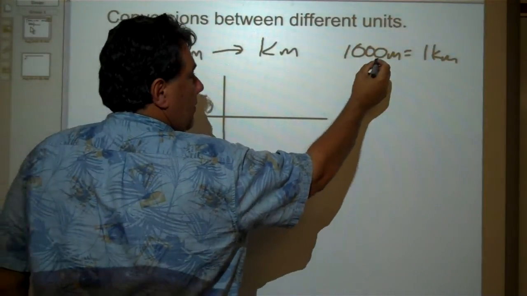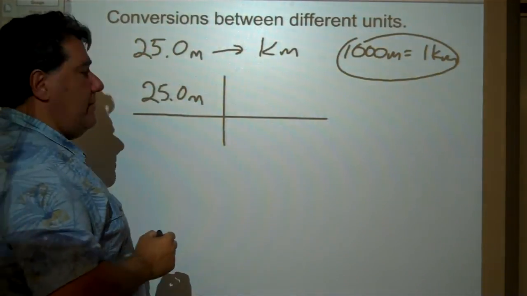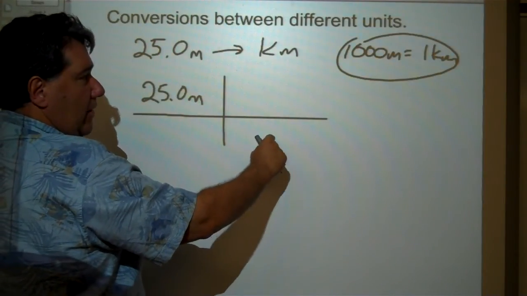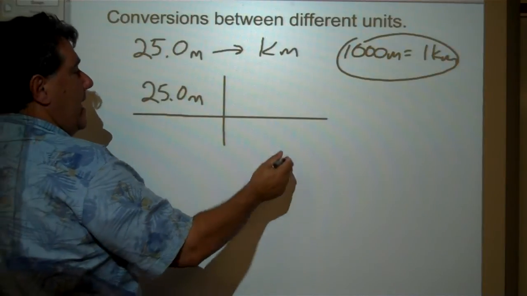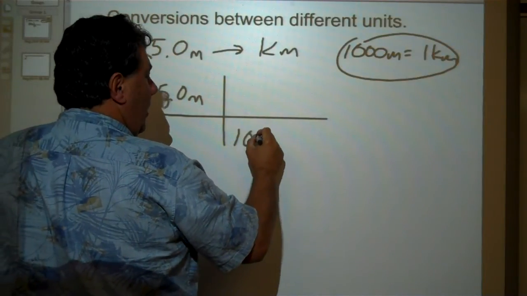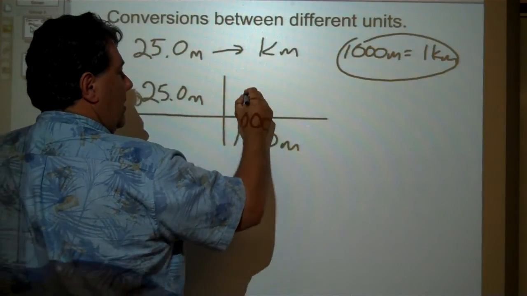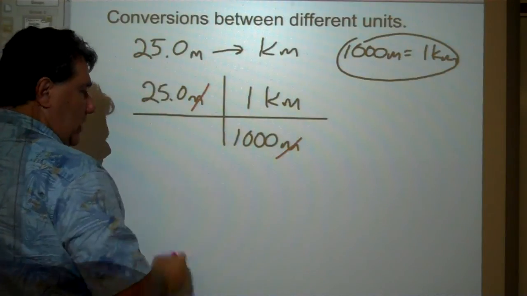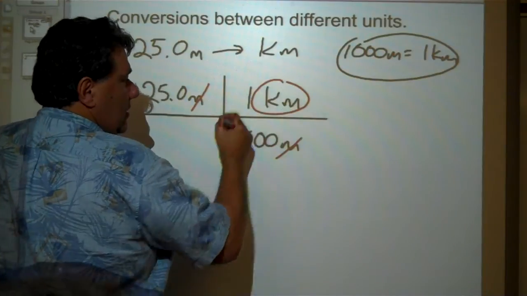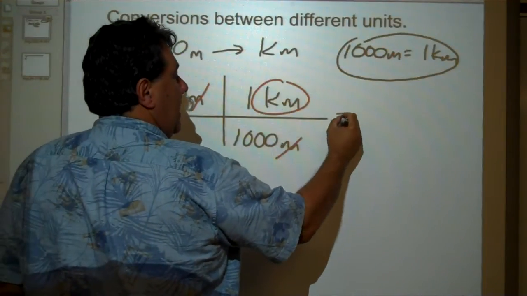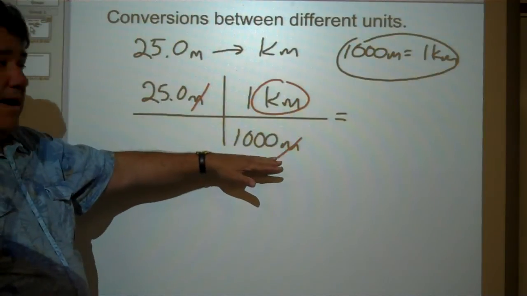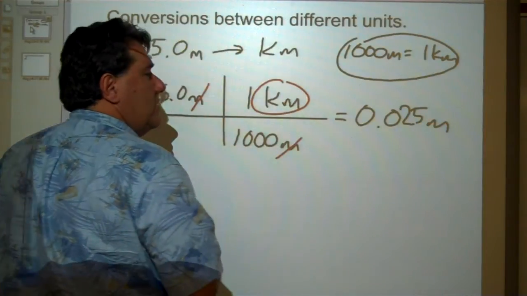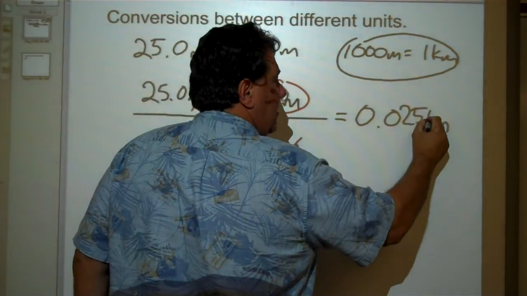And now I'll place my conversion factor, 1,000 meters equal a kilometer, into these two cells here in a manner that the meters will cancel out, leaving me with kilometers only at my answer. And to do that, I'll have to put 1,000 meters on the bottom portion here, 1 kilometer on the top portion. When I do that, as you see here, meters will cancel and I'm left with the final unit of kilometers. I'm able to compute my answer with my calculator. 25 divided by 1,000, I'll get 0.025 kilometers as my final answer.